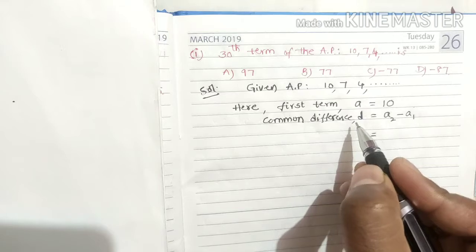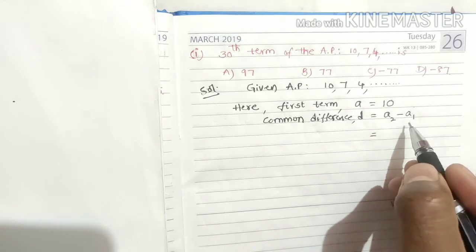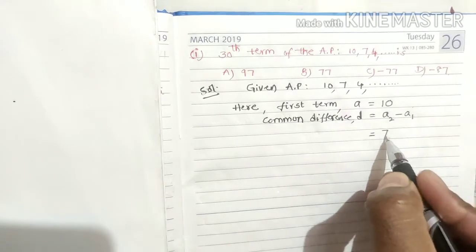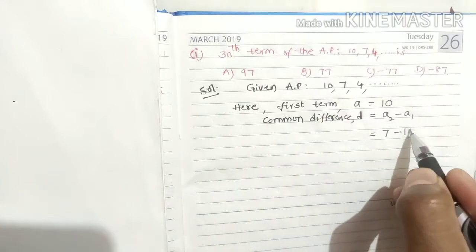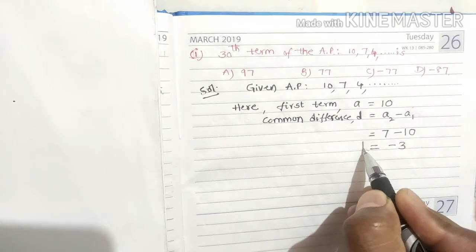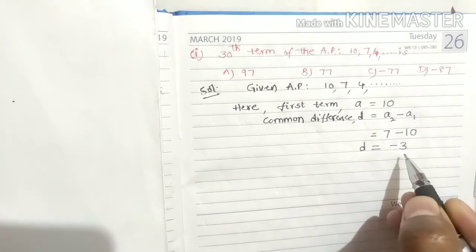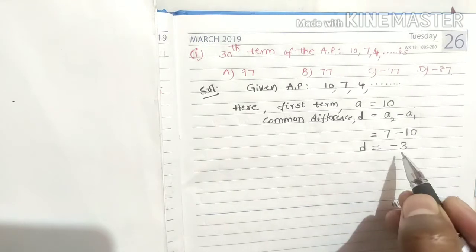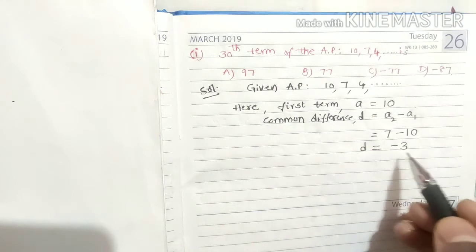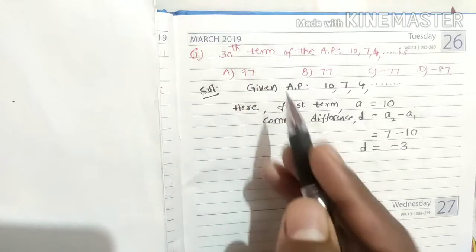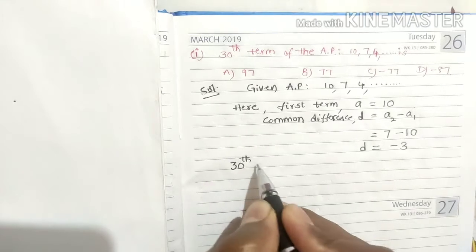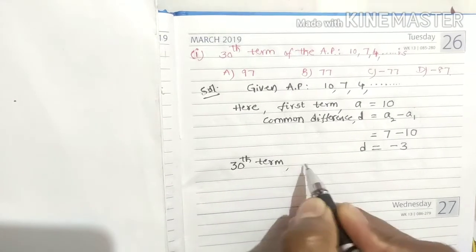And the common difference also we have to find. Common difference D equals A2 minus A1, that is second term minus first term. The second term is 7 minus the first term 10. 7 minus 10 you will get -3. That is the common difference. Common difference D value is -3. After getting this, what do you have to do? You know the value of A is 10 and the value of D is -3. They are asking us to find the 30th term. So you want to find the 30th term, which is represented by A30.